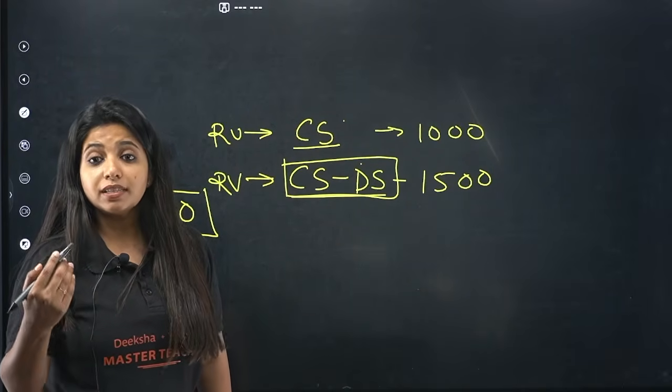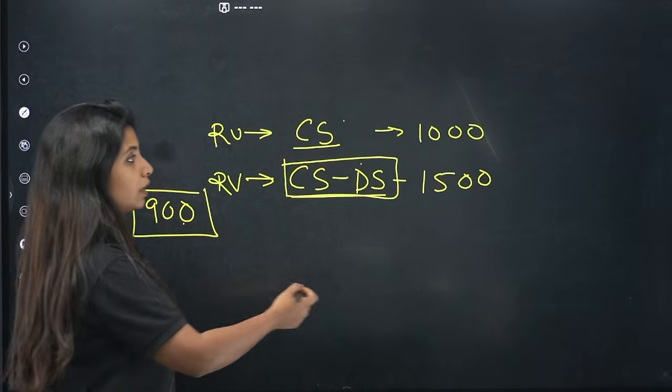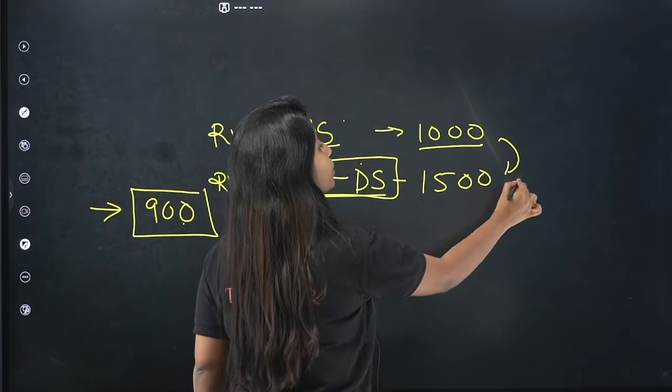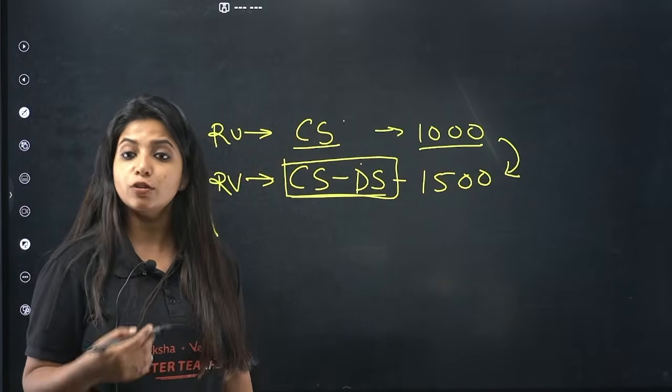So, ma'am, everyone says that you have to arrange in the order of the cutoff. So, if my cutoff is 900, then 1000 should come first, then it should be coming as 1500. That is how it should actually be going, right? Yes, that is how it should usually go.